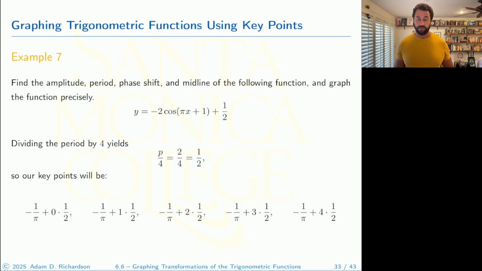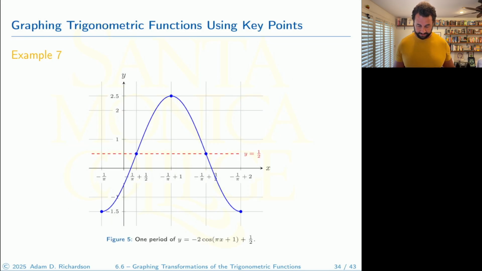Now we know the period. We can find p/4. Period is 2, p/4 is 1/2. And now we're going to do the same thing we did before. Phase shift plus 0 halves, phase shift plus 1 half, phase shift plus 2 halves, phase shift plus 3 halves, phase shift plus 4 halves. And that will let us graph the thing, right?